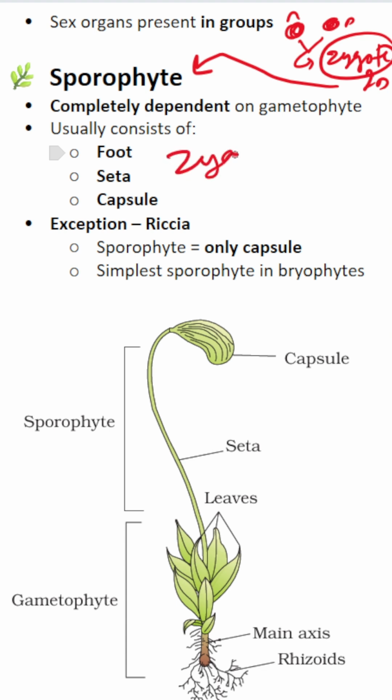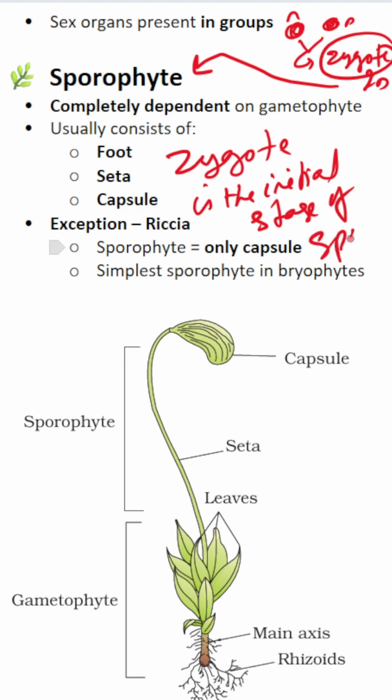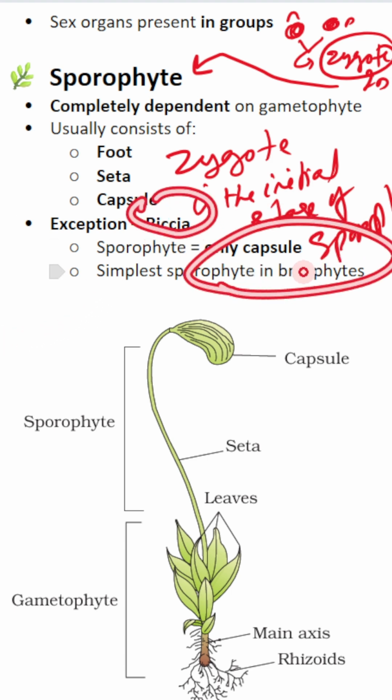So zygote is the initial stage of the sporophytic plant. And the zygote is differentiated into three parts. The foot helps in fixation, the seta helps in conduction, and the capsule is the fertile part. But in Riccia we don't find the foot present, we don't find the seta present. It is an exception where only the capsule is present. So Riccia is considered the simplest liverwort, or the simplest bryophyte.